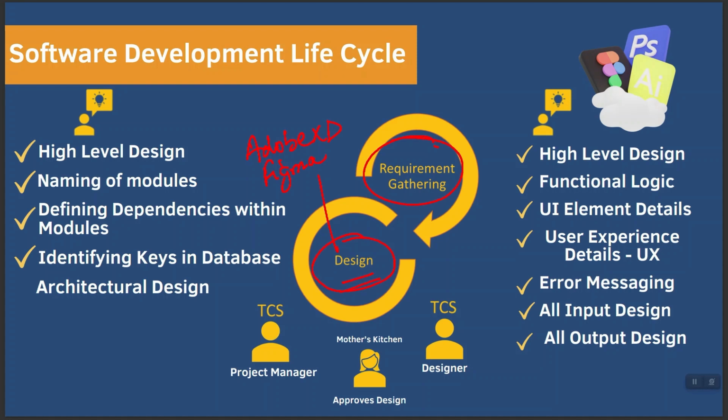Now, design is segregated into two forms: high level design and low level design. There is HLD and there is LLD. In high level design, there will be naming of modules, defining of dependencies within the modules, and identifying the keys in the database architectural design. All these things happen in the high level design, wherein we are also going to create the wireframes.